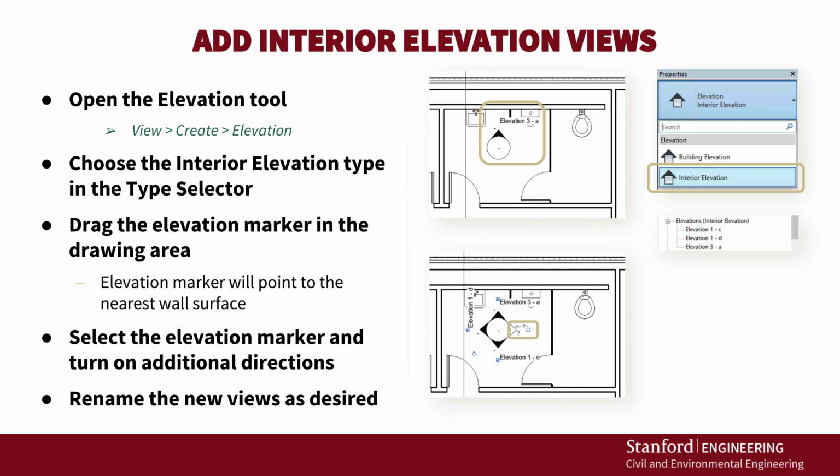But after placing the interior elevation marker, note that you can select the elevation marker, and you'll find little checkboxes appearing in all four directions. You can turn on additional checkboxes to create additional interior elevations in the other directions within the space. You'll find all of the interior elevations that you've created with that marker in the project browser, and you can select any of the view names, right-click on it, and then choose Rename from the contextual menu.